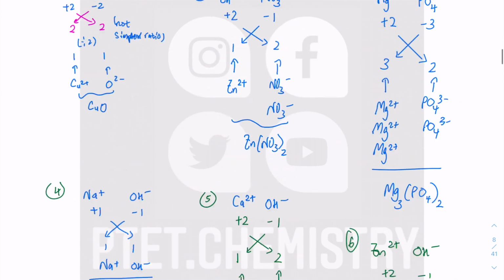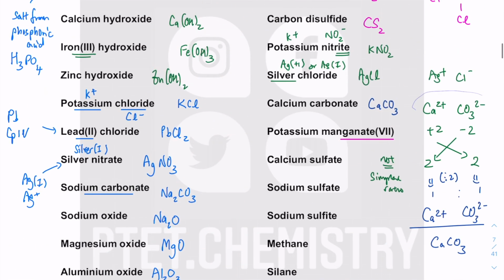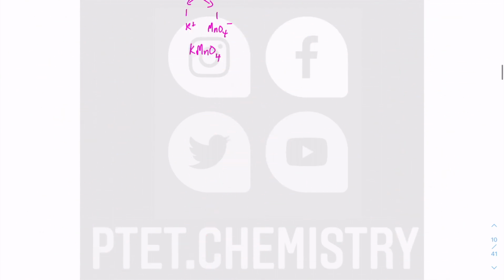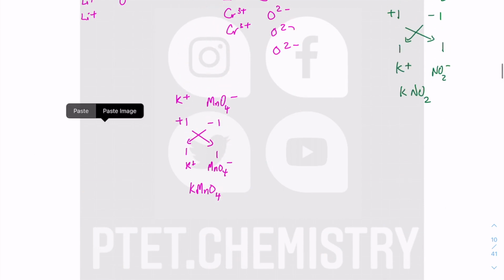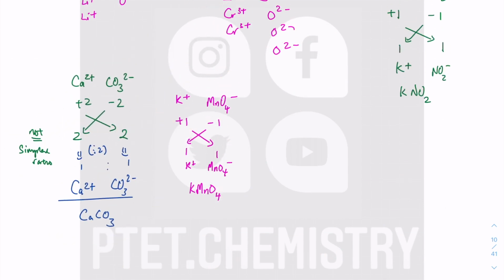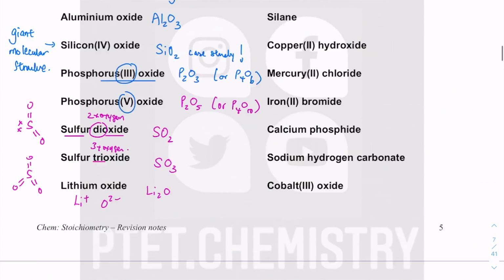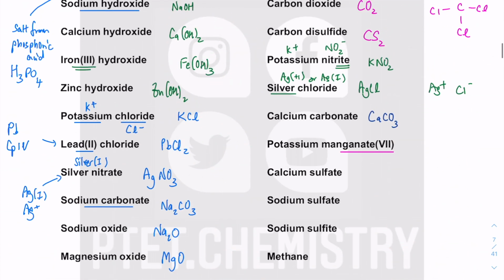I should also bring down the calcium carbonate one, which I showed you already earlier. So keeping in mind K plus and MnO4 minus, don't forget MnO4 minus. There are a few polyatomic ions that you can never ever forget. MnO4 minus, therefore with K plus you just get KMnO4.